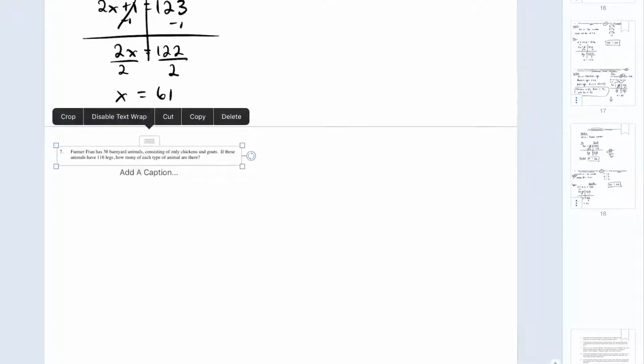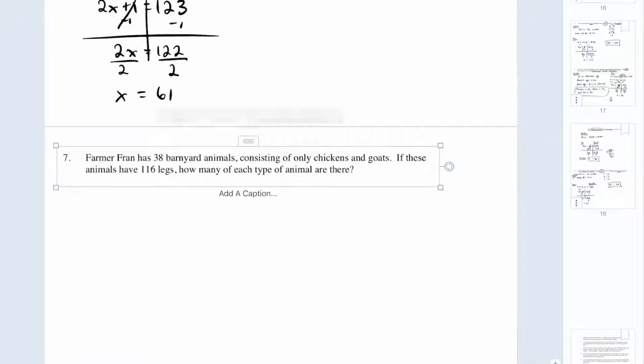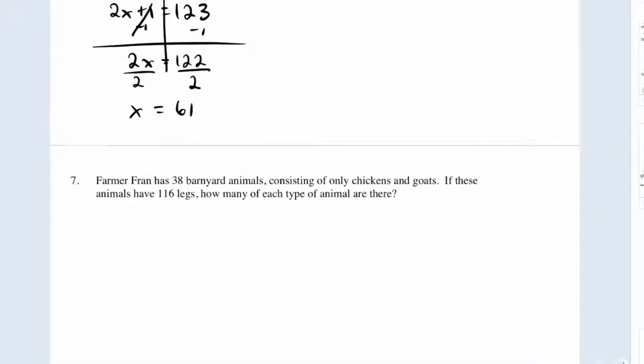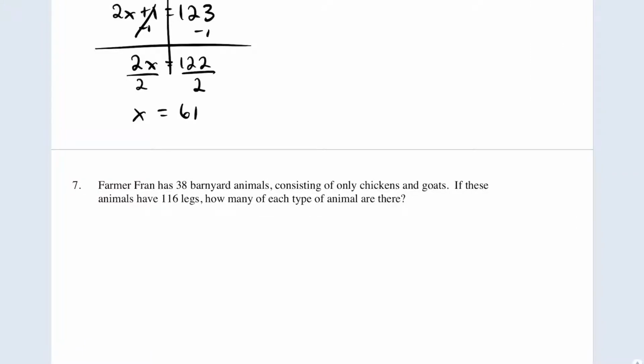Okay. So question number 7. Farmer Fran has 38 barnyard animals consisting of only chickens and goats. If these animals have 116 legs, how many of each type of animal are there? Okay, so there's a lot to unpack here just because we're talking about the amount of legs, and then also we're trying to figure out how many total chickens there are and how many total goats there are.